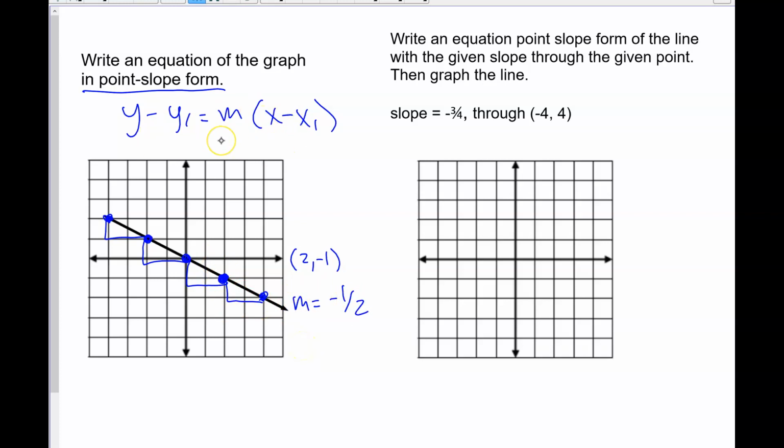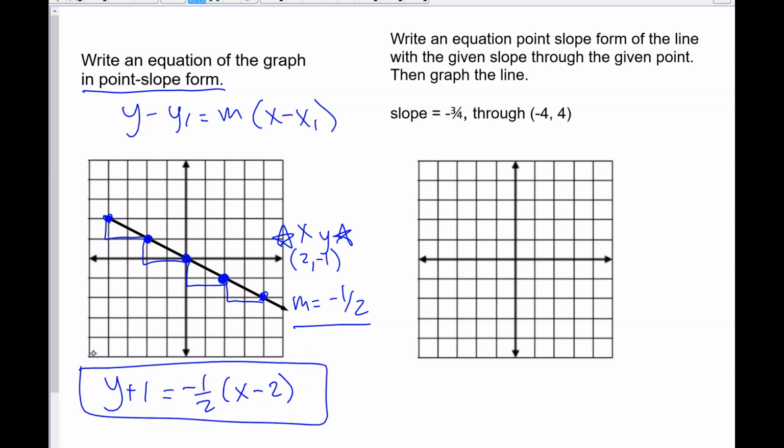So if I write this in point-slope form, using my point and my slope that I found based on this graph, I could say y minus my y value. So that's minus a negative 1. So really that's going to be y plus 1 here, because that's my y value. And that's equal to my slope, which is negative 1/2, and then times x minus my x value. In this case, it's positive, so it's minus 2.